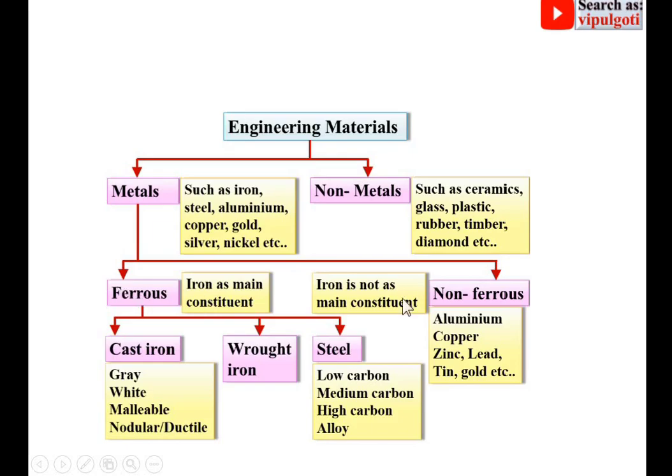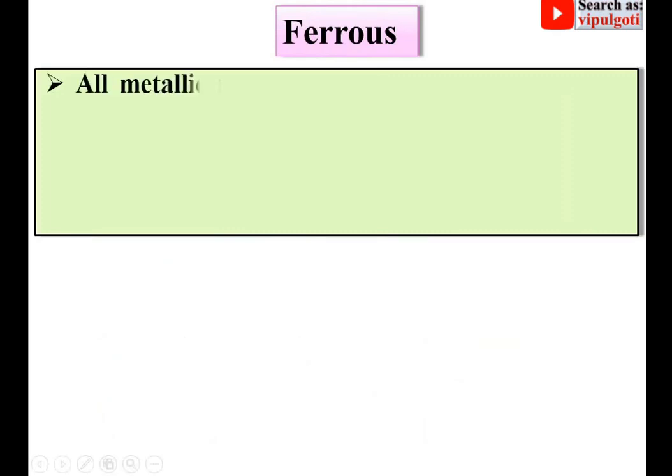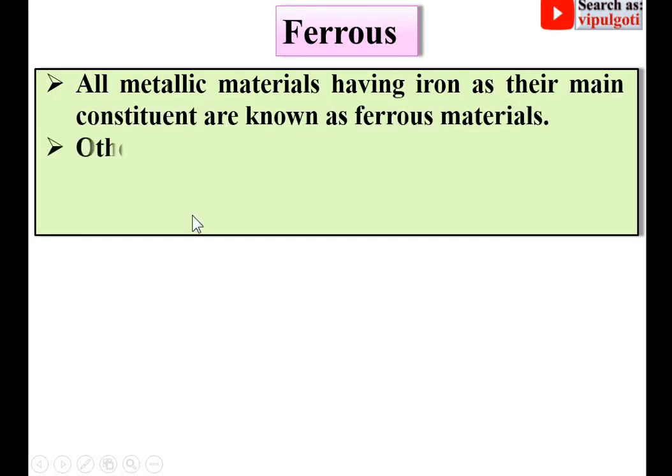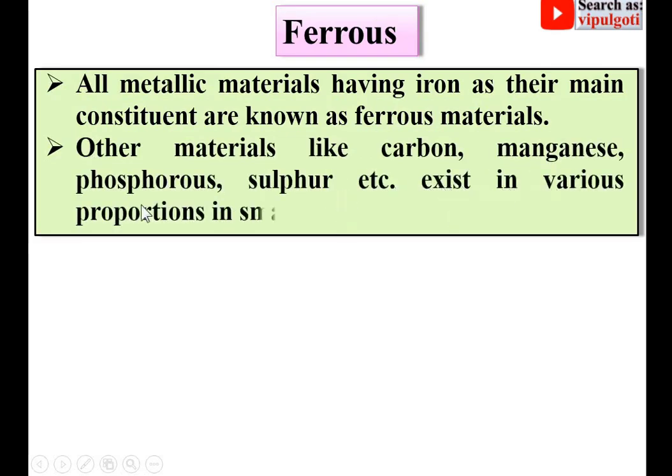Now it's the turn for the ferrous and non-ferrous. Let's start with the ferrous metal. All metallic materials having iron as their main constituent are known as ferrous materials. Other materials like carbon, manganese, phosphorus, sulfur, etc. exist in various proportions in very small quantities in the ferrous metal.